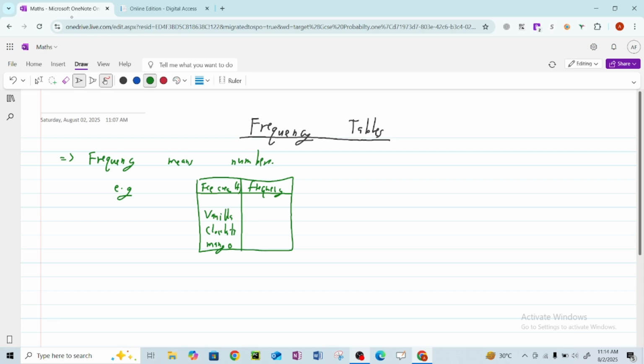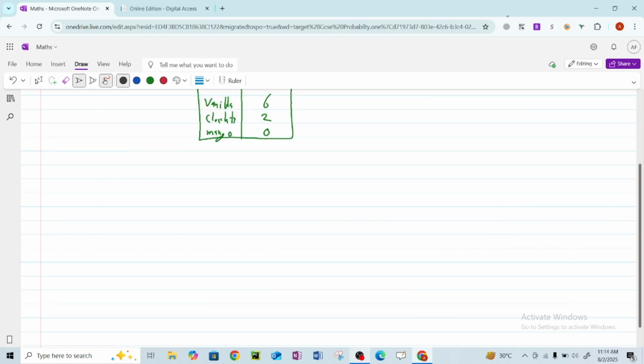Now one thing you have to know: if I write 6 here, 2 here, and 0 here, that basically means I have 6 more vanilla cups left. Chocolate, I have 2 more cups left. Mango, I have 0 cups left. This basically tells you the number of things that you have. Now let's see a question to solve this.